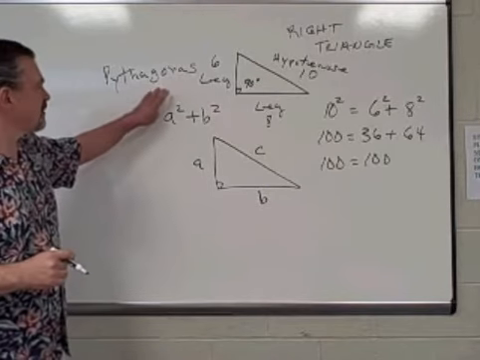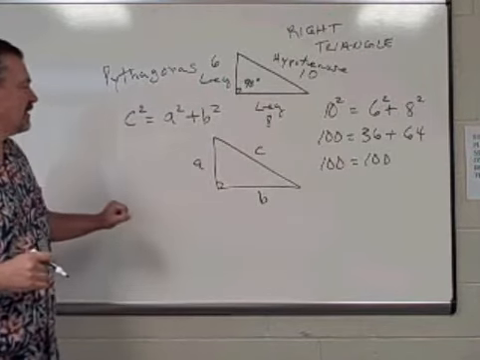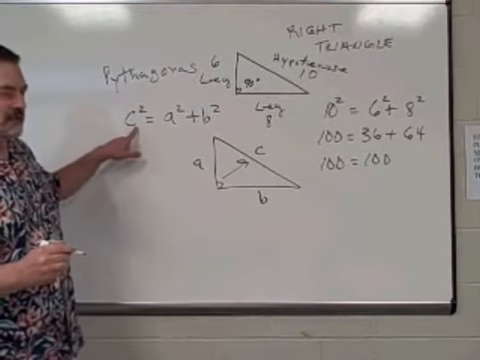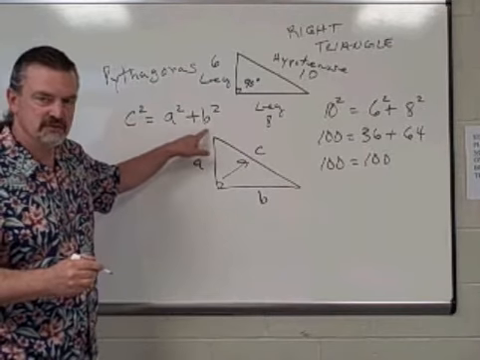So the theorem of Pythagoras says if you have a right triangle, the square of the hypotenuse, and the hypotenuse is the side opposite the right angle, the square of the hypotenuse is always going to be equal to the sum of the squares of the other two sides.